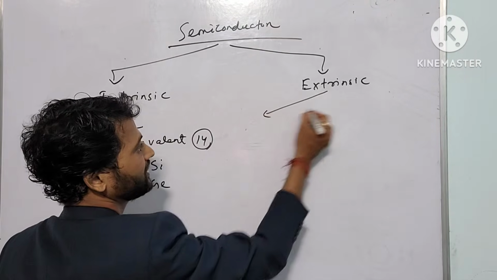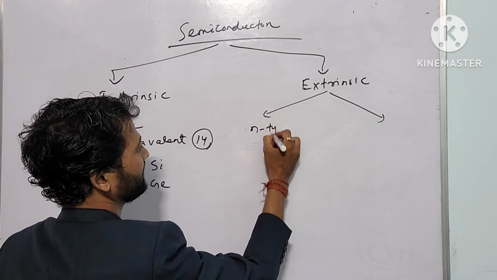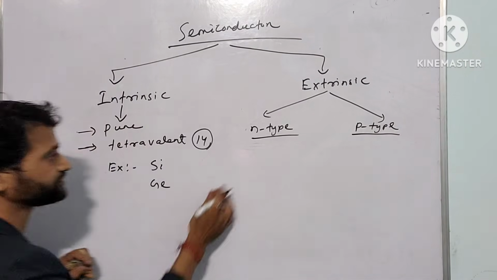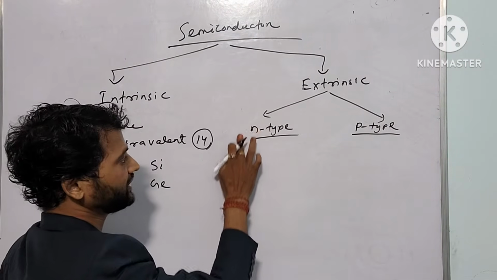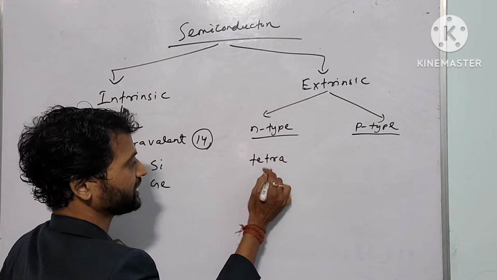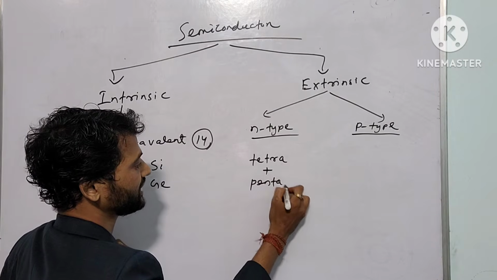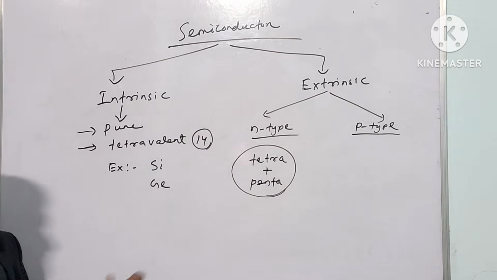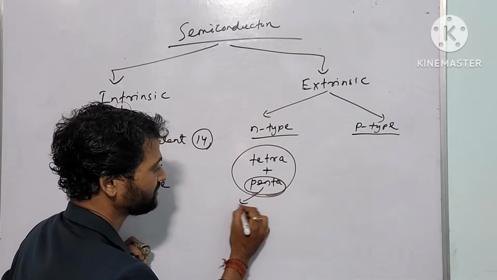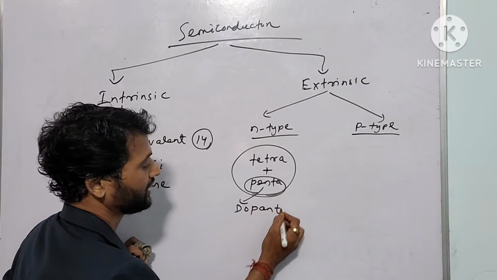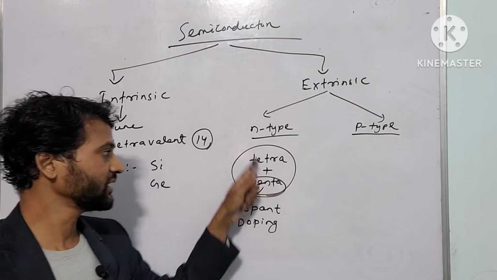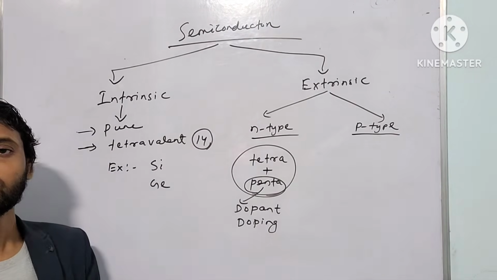But extrinsic are two types. One is n type and second is p type, right? N type में क्या होता है? Tetravalent atom is primary atom plus pentavalent atom is added as impurities. So this pentavalent atom is called impurities, or you can say it is dopant. क्या बोलते हैं इसको? Dopant. And the process is nothing but doping. The process at which impurities is added to the tetravalent atom is called doping.